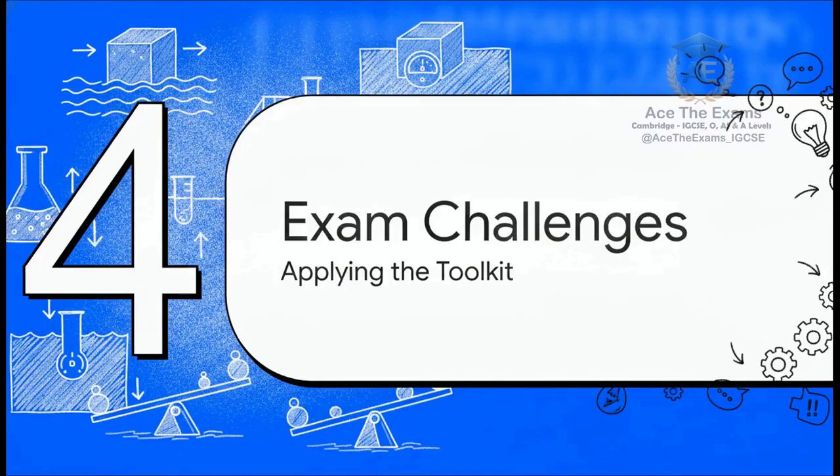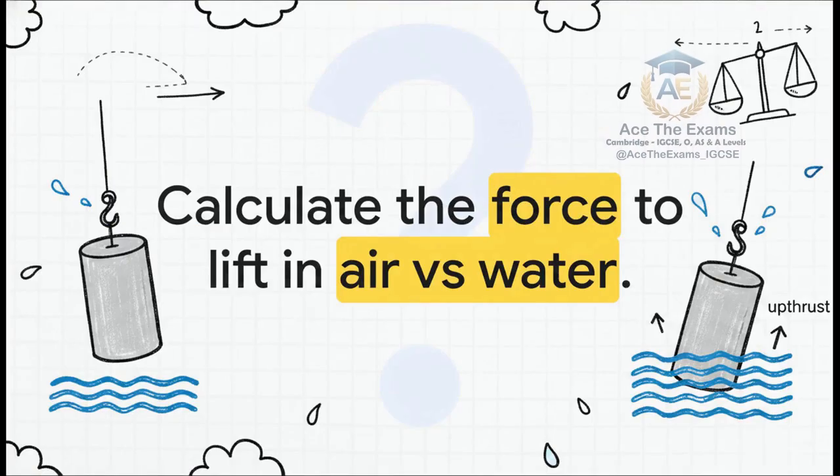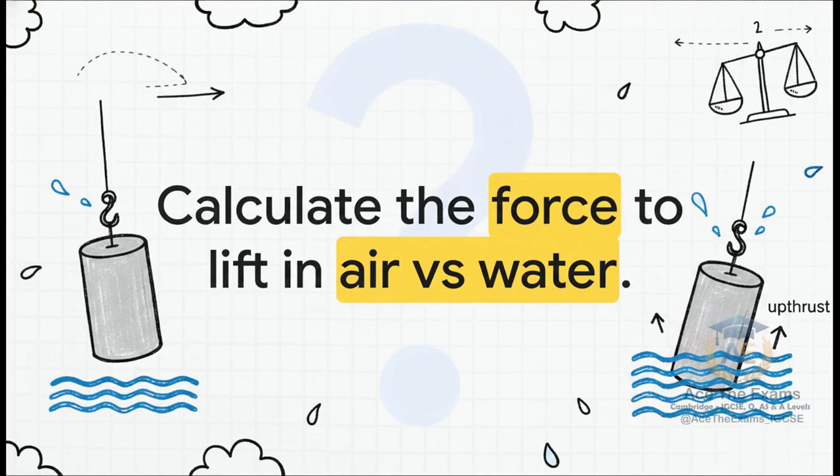And now, Section 4, Exam Challenges. Let's put this toolkit to work on some real Cambridge source questions. Okay, let's jump into worked example 4G. It asks us to calculate the force needed to lift a metal cylinder when it's just sitting in air, and then calculate it again when it's completely submerged in water. They give us the volume, 0.50 cubic meters, the metal's density is 7,800 kilograms per cubic meter, and water is 1,000. Before I show you the answer, pause for a second. Which formula from our toolkit are you going to grab first for part A?